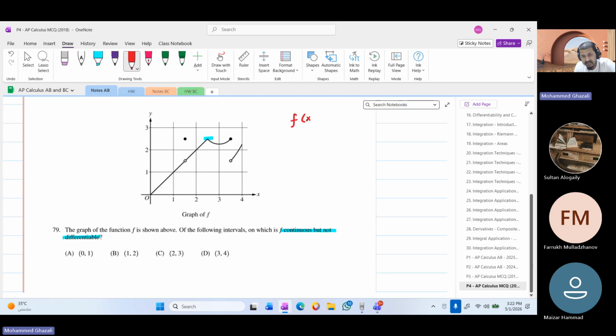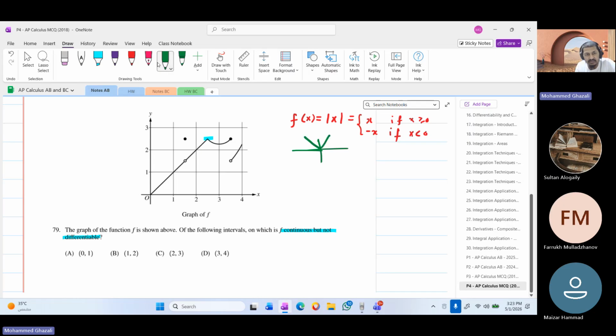See, f of x is equal to the absolute value of x, right? What is the absolute value of x? It's x if x is greater than or equal to 0, and negative x if x is less than 0. Good. Now let me differentiate this. What is the graph of f? The absolute value function is simple, it's a V graph.